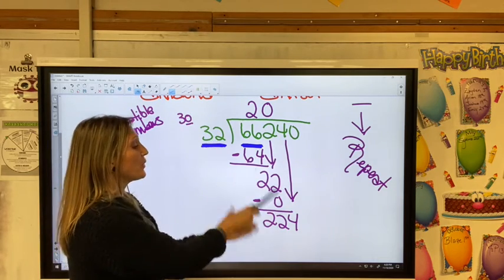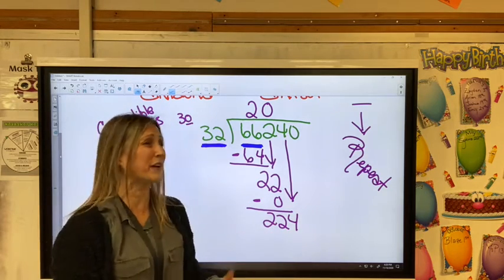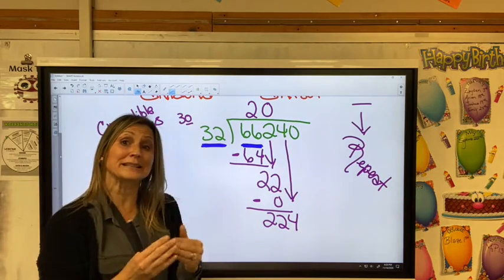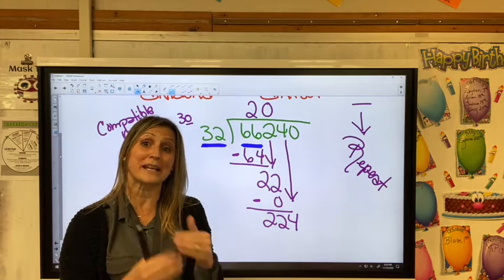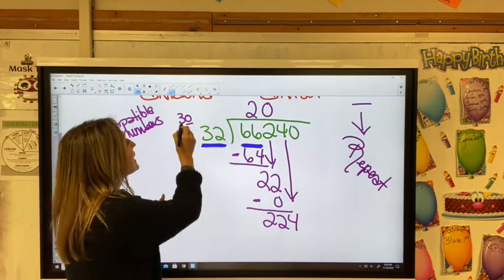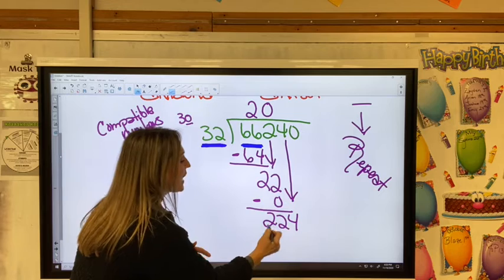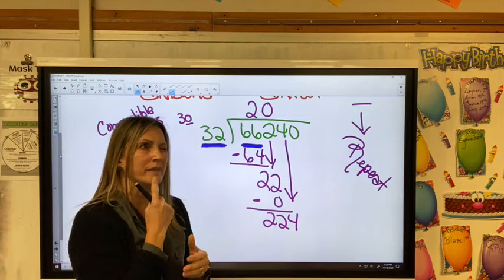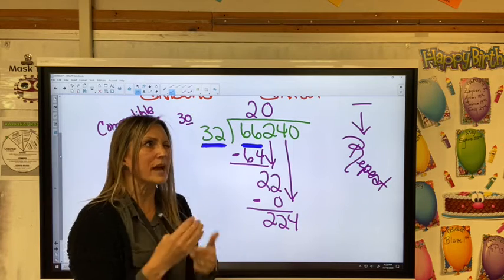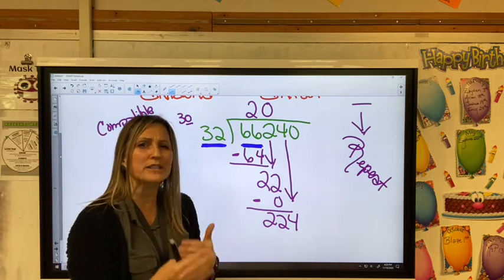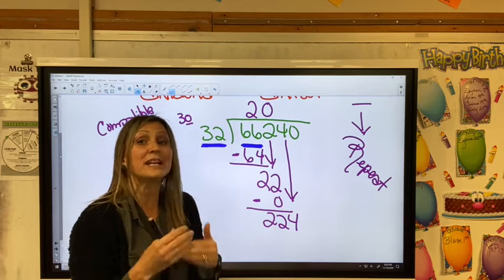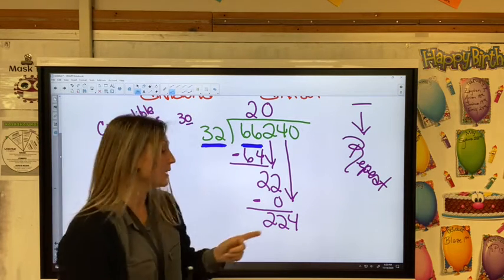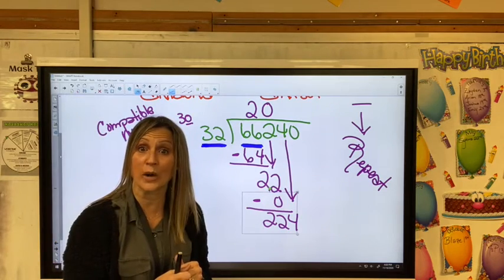Because 32 into 224 is kind of difficult. So I'm going to go back and say it's 30. And then I ask myself what I know about my number sense, my number system. Is there any number times 3 that'll get me close to this number up here that's 22? 3 times 1 is 3, 3 times 2 is 6, 3 times 3 is 9, 3 times 4 is 12, 3 times 5 is 15, 3 times 6 is 18, 3 times 7 is 21. Oh, wait a minute. 21 is pretty close to 22.